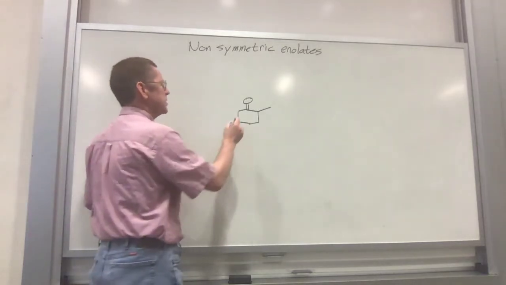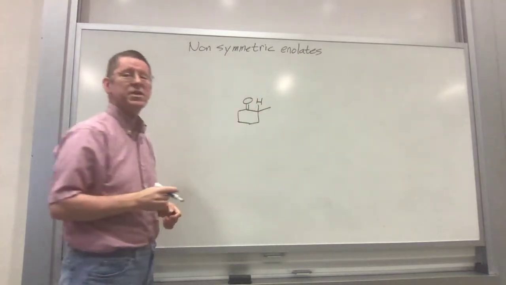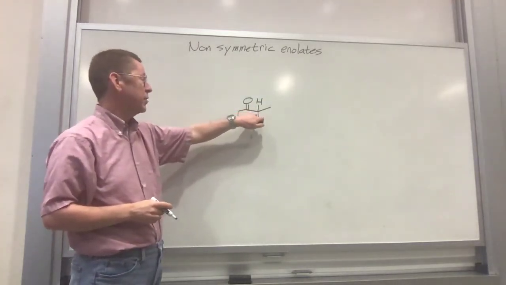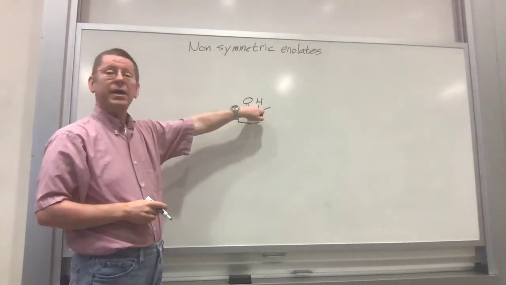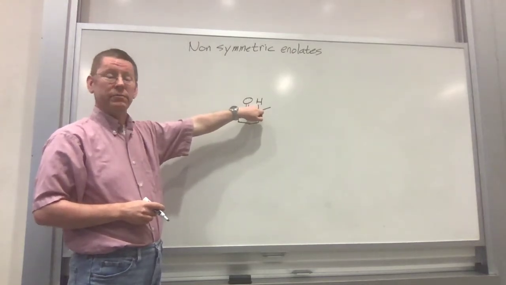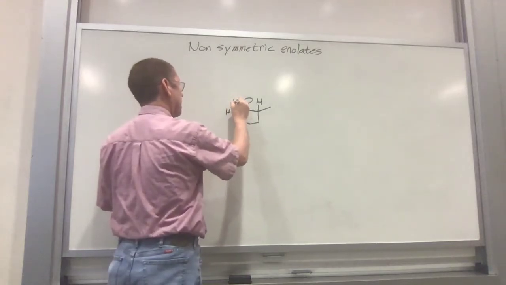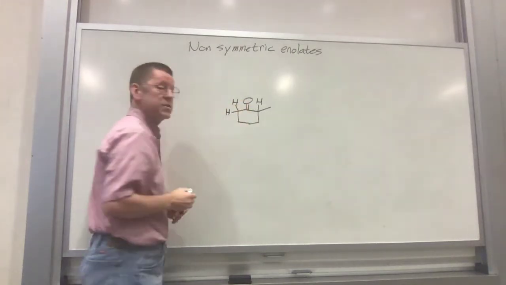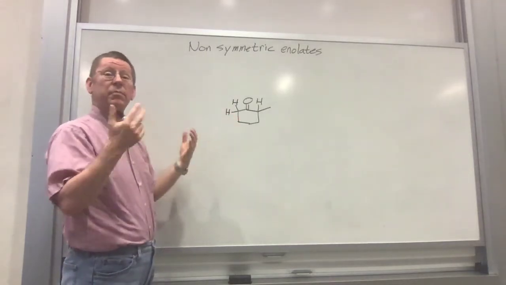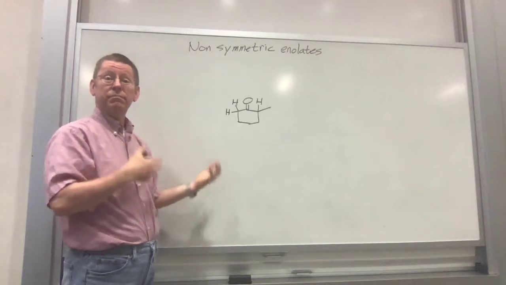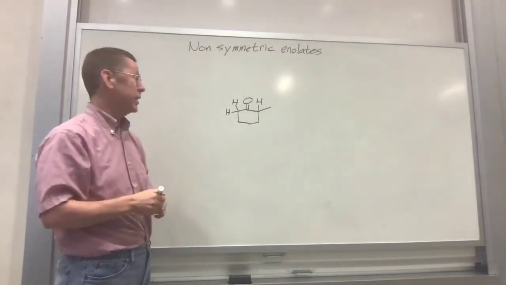If we look at this and think about hydrogen atoms on the alpha carbons, the carbons next door to the carbonyl: going this way, I've got one hydrogen atom. Going this way, I've got two hydrogen atoms. But they're alpha hydrogens either way. That means I can form two different enolates.